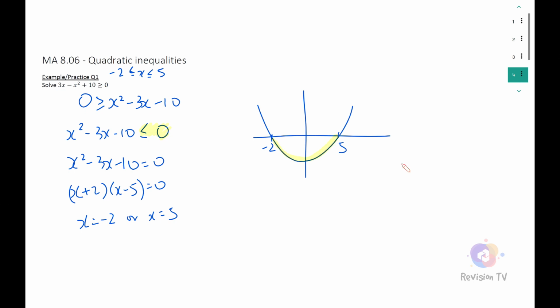So minus 2 and 5. Therefore, the answer will be a one line because between minus 2 and 5, when we say between inequality, it means minus 2 less than or equal to x less than or equal to 5. There's an equal sign there because in the question, there is an equal in the inequality as well. If the question was just a greater than, there would be a less than and less than in here.